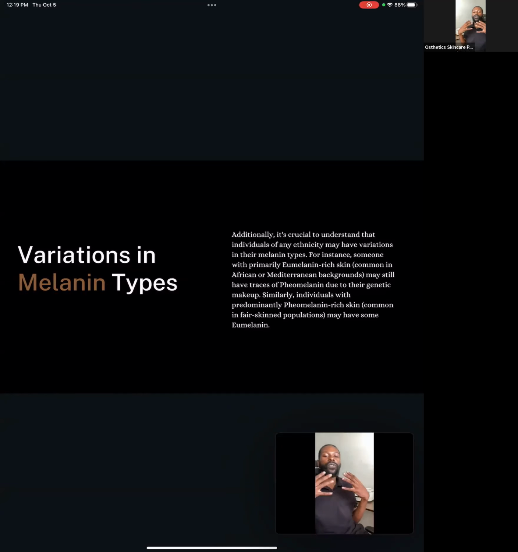So it's crucial for you all to understand that individuals of any ethnicity may have variations in their melanin types. For instance, someone with primarily eumelanin-rich skin, which is common in African, Mediterranean, or Asian backgrounds, may still have traces of pheomelanin due to their genetic makeup. So this does not mean we need to ignore genetics and DNA and things like that. It still plays a huge role, but it does not mean that because a person has predominantly eumelanin-rich skin, there isn't pheomelanin showing up, and vice versa.